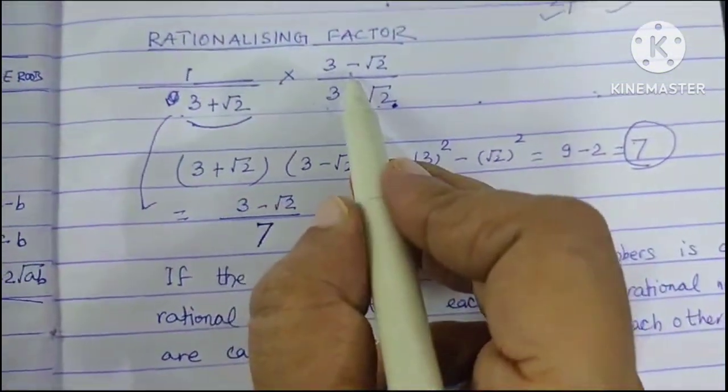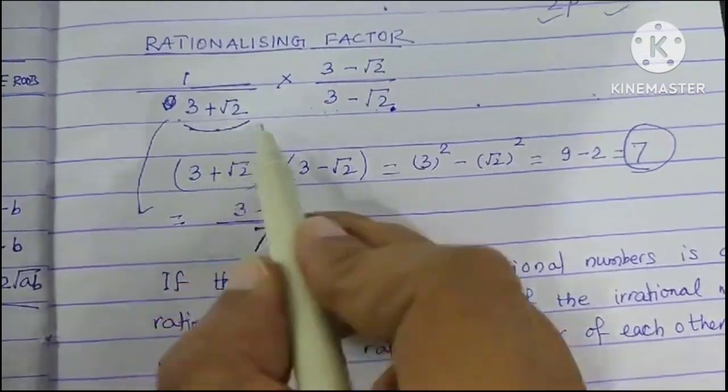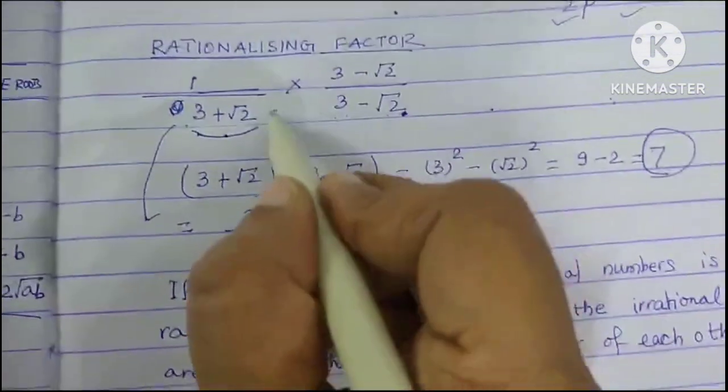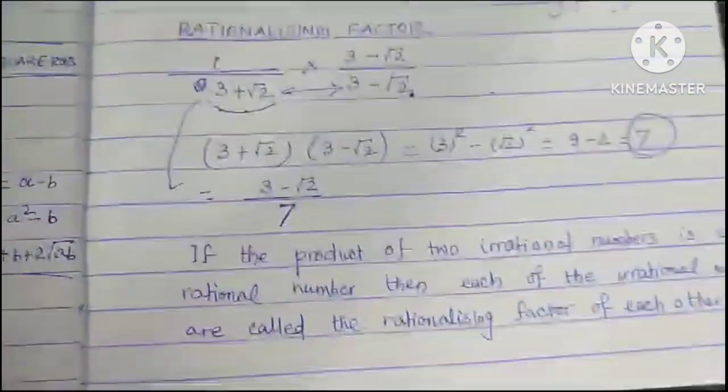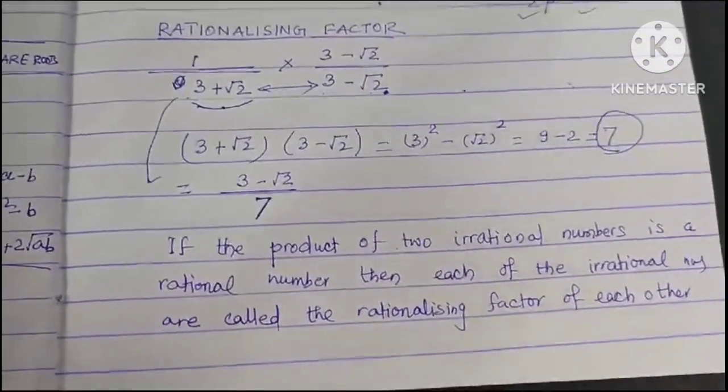If we say that 3 minus root 2 is the rationalizing factor of 3 plus root 2, then 3 plus root 2 will also be the rationalizing factor of 3 minus root 2. This will act both ways. Okay, so let's see further.